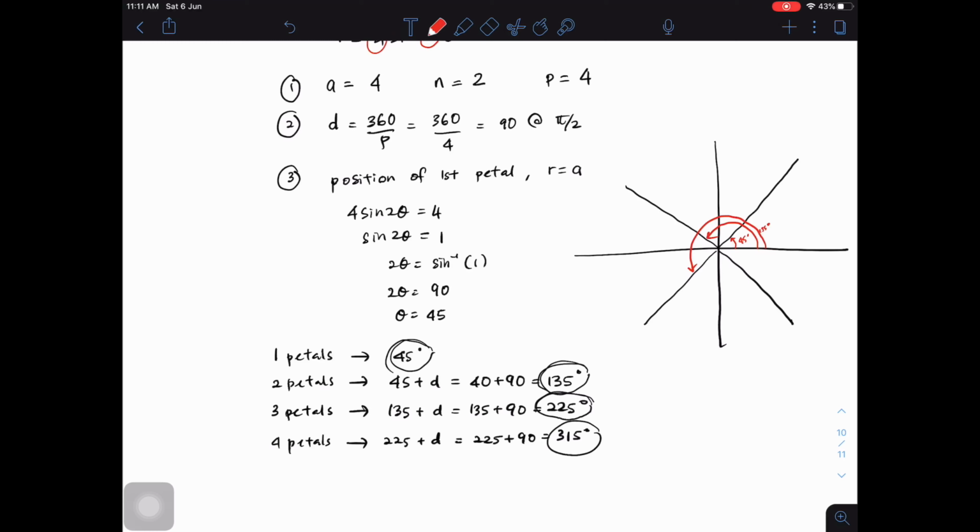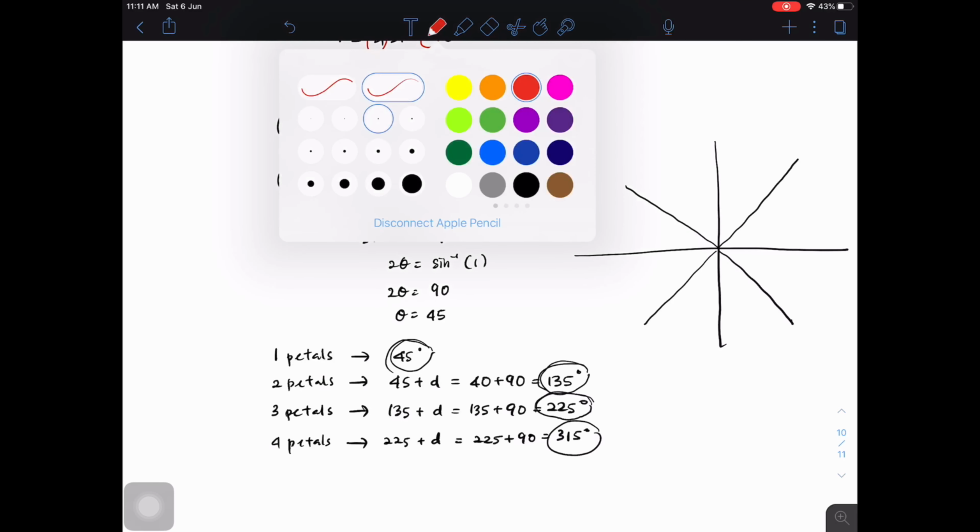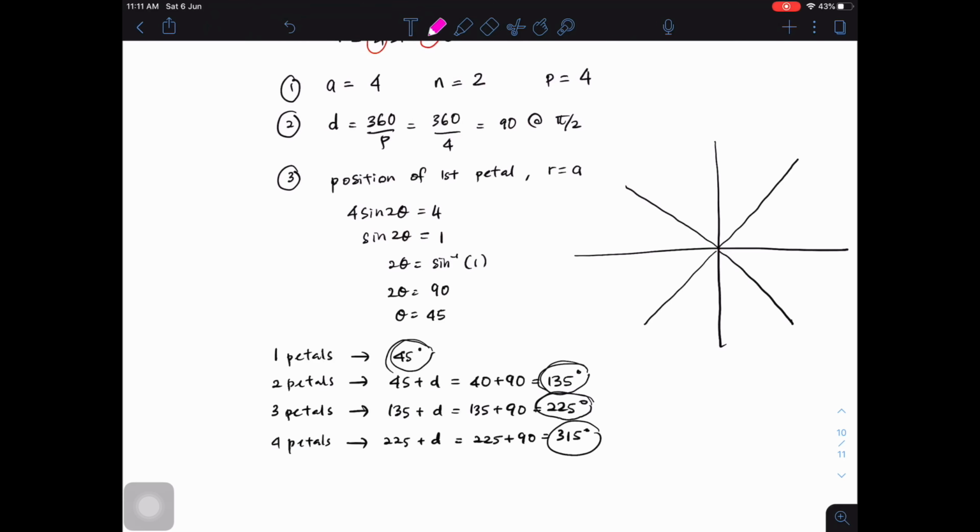So now we already have the lines for our petals. We can simply draw our petals. So we have 4 petals. The first petal will be here, the second petal will be here, the third petal will be here, and the fourth petal will be here. And the length of your petals is equal to A, therefore the length of the petals is equal to 4. So this is how you draw a curve that gives you the shape of a rose with a small number of petals.